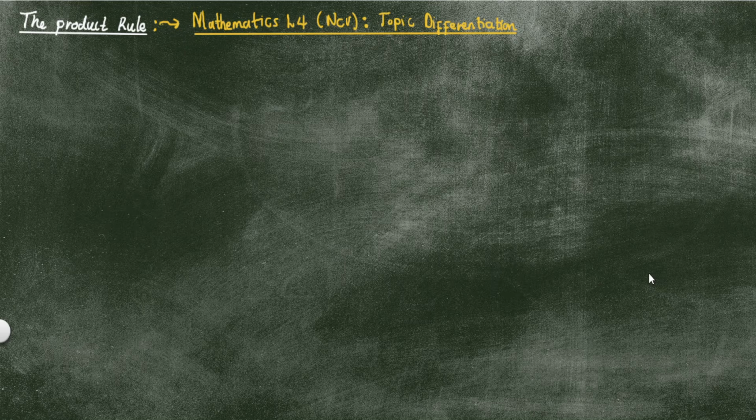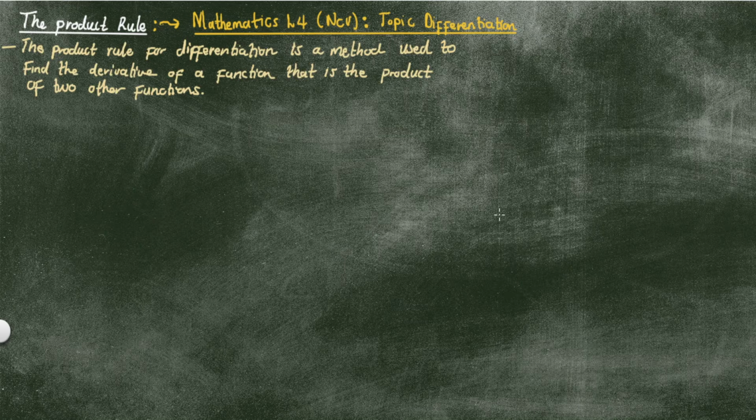But for this lesson, the focus will be the product rule. All right, so the product rule for differentiation is a method that is used to find the derivative of a function that is the product of two other functions. Okay, so let me show you mathematically.